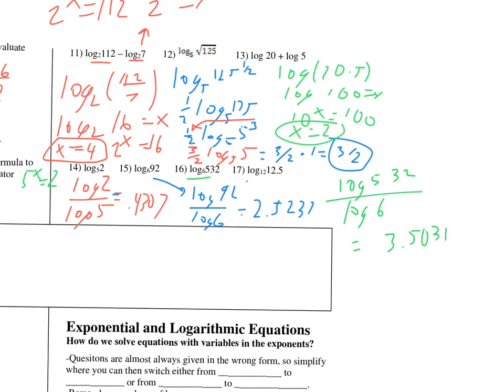And then for the last one here, log of 12.5 divided by log 12. And that should be a little bit more than 1, and yeah, it is 1.0164.